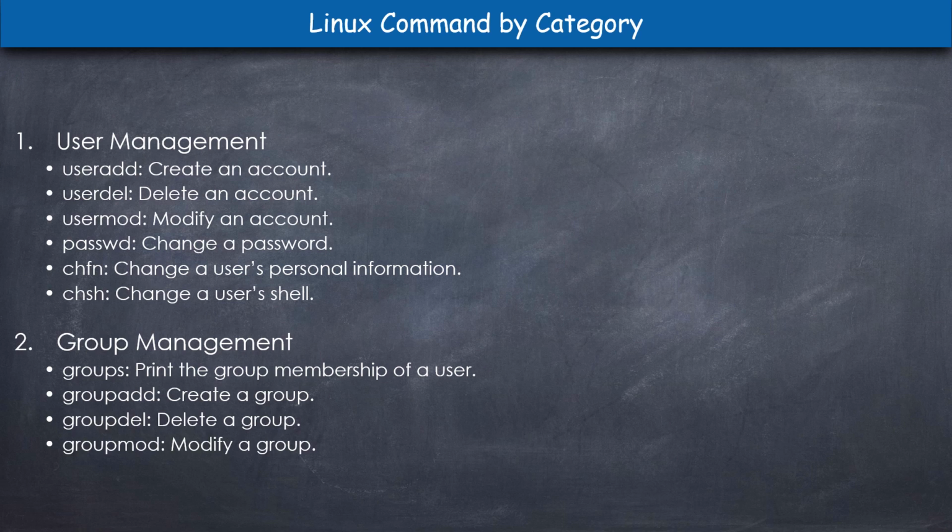chfn changes some personal information of a specific user. chsh: there are different kinds of shells, bash, sh, then zsh. Shells basically provide the interface between the user and the kernel. Basically it translates your command to a form the kernel understands.